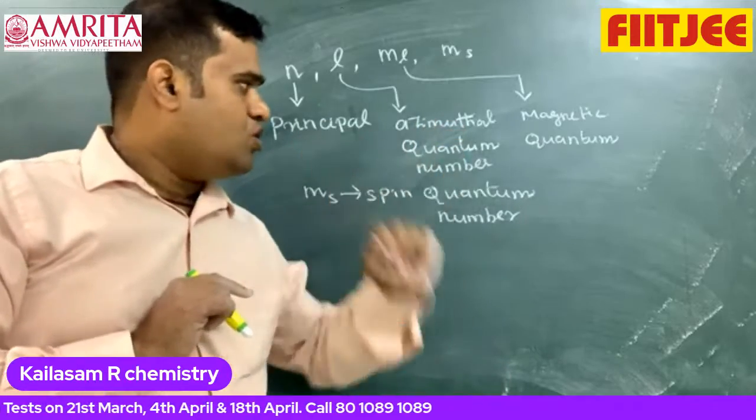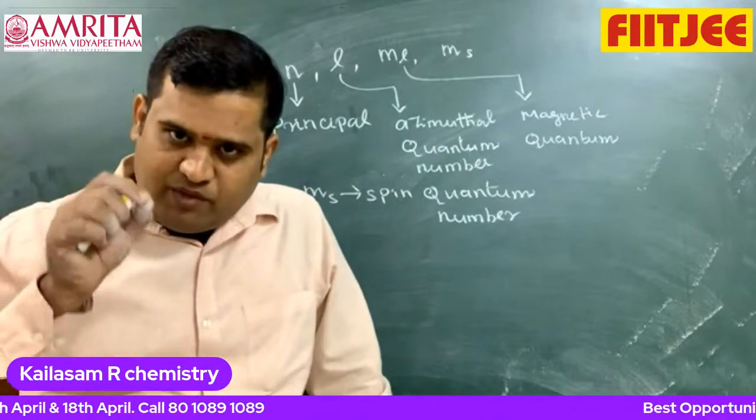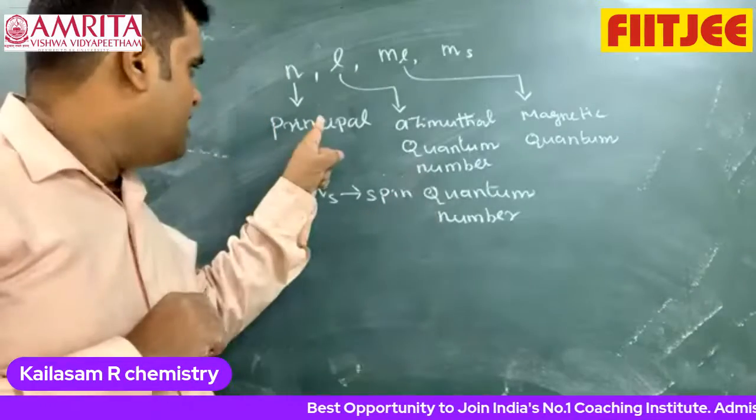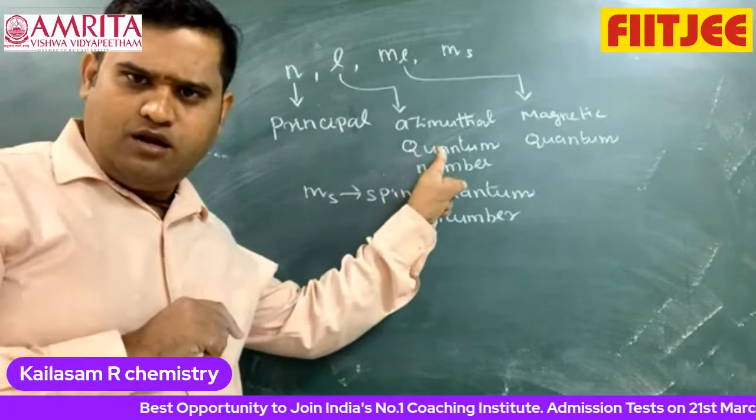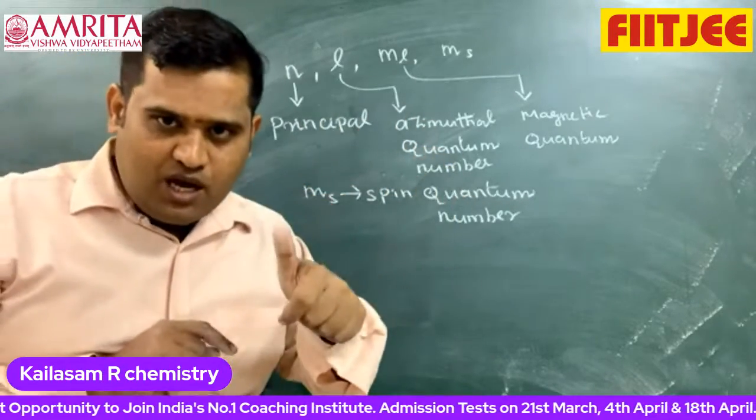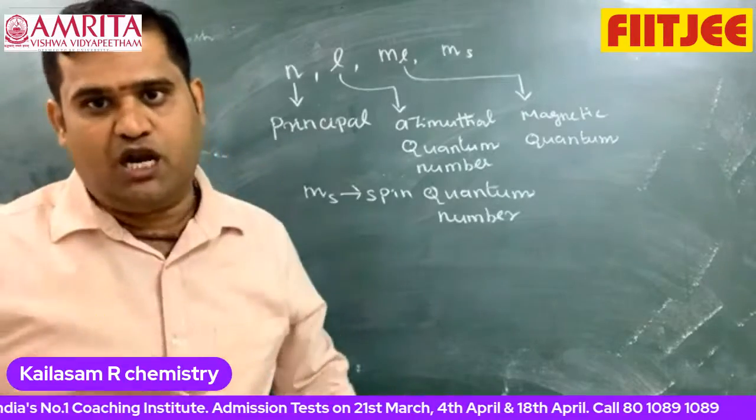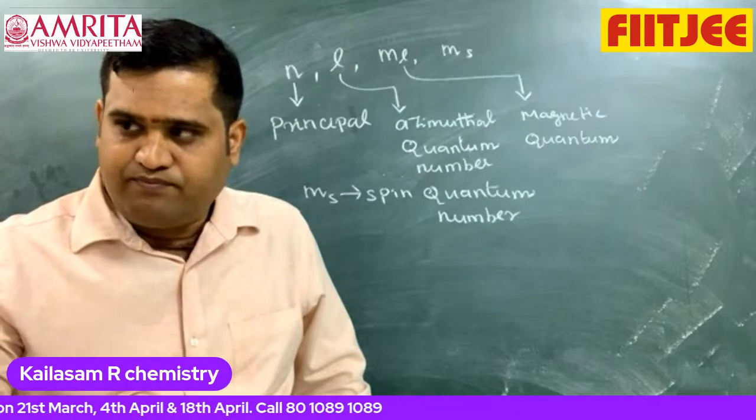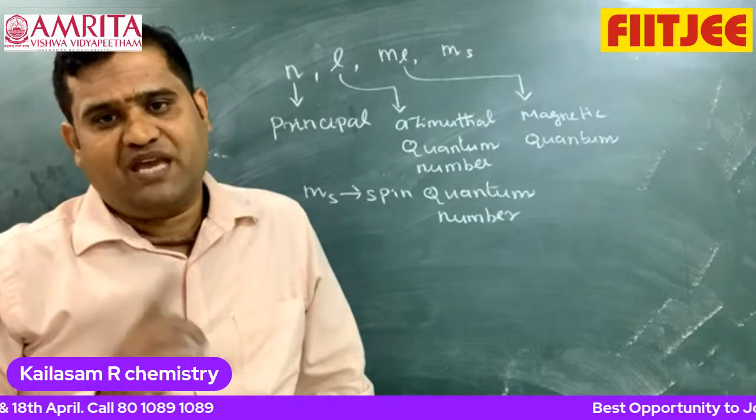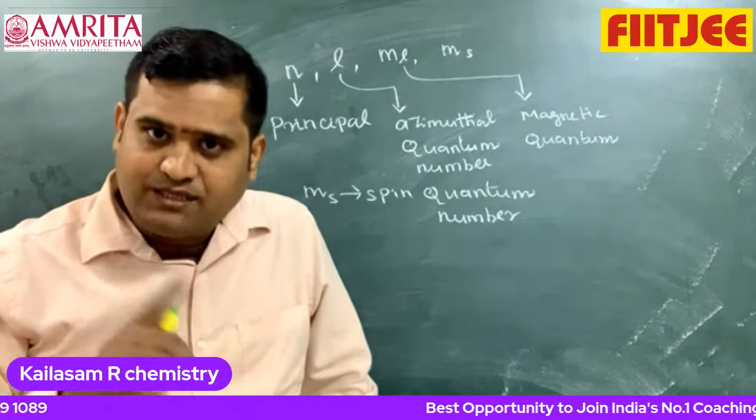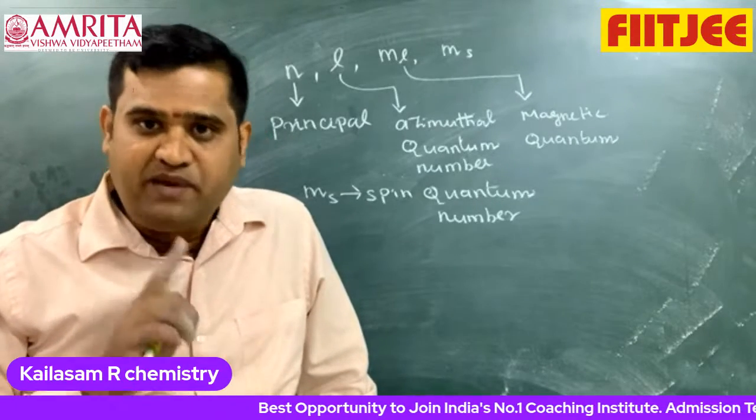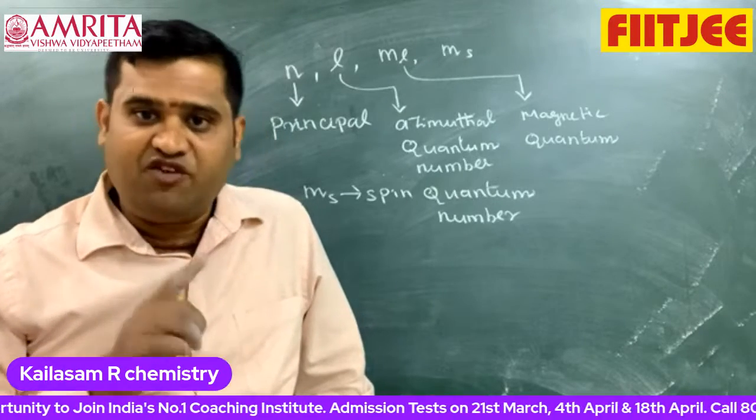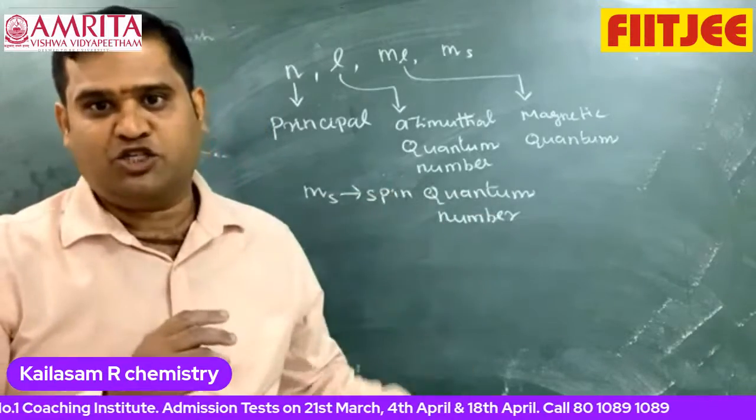And what is the azimuthal quantum number? It gives information about in which subshell the electron is located. That means a shell has subshells. The subshell gives information about the shape of the subshell. That means s subshell, p subshell, d subshell, and f subshell. S is spherical shape, p is dumbbell shape, d is double dumbbell shape, and f is diffuse shape. It's very tough to draw in 2 dimensions.